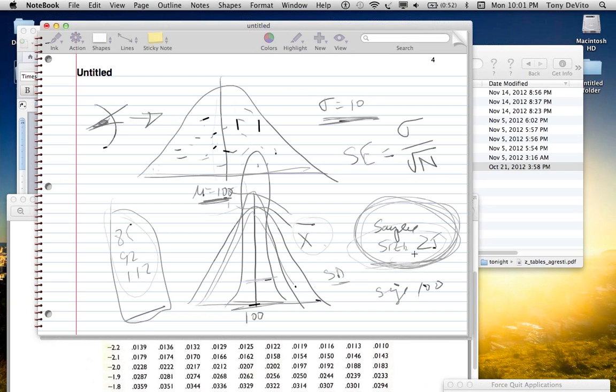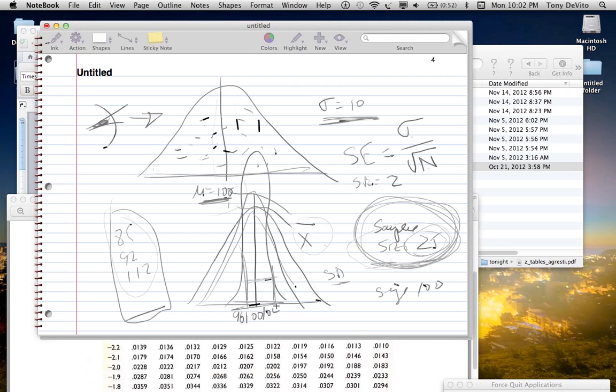Okay, so in the case of a sample size of 25, we know that, let's see, the square root of 25 is 5, and the standard deviation is 10. We know the standard error is equal to 2. So we know that 95% of the sample means should be between 2 standard errors below and 2 above. That would be 96 to 104.